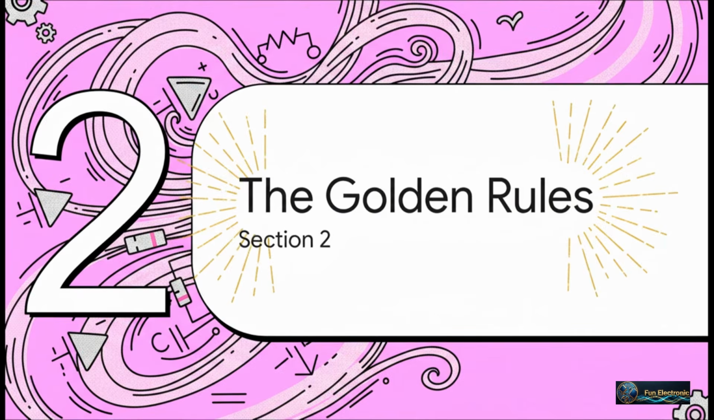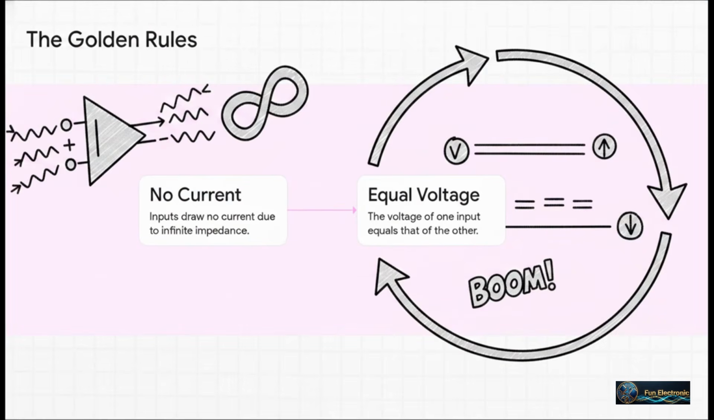Moving on to Section 2, the golden rules. We have to understand these constraints before we can actually design anything. There are two primary rules that govern an ideal op-amp, and they are absolutely crucial. Rule number 1, the inputs draw absolutely no current. Ideally, the input impedance is infinite. It literally just looks at the voltage without consuming any of the signal's current.